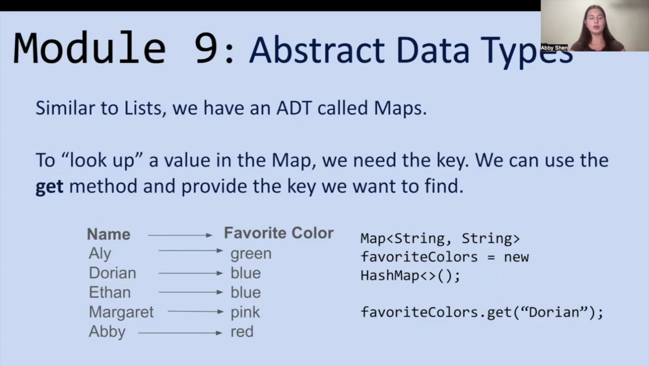Like I mentioned before, there's no indexing in maps, but to quote unquote look up a value in the map, what you do is you use the key to find the value. We can use this get method where you say, like in this example, favoriteColors dot get, and then you provide the key in the parentheses whose value you want to find. So in this example, if we say favoriteColors dot get and then put Dorian in as the parameter, we can expect this to return blue, since blue is the value associated with the key Dorian.